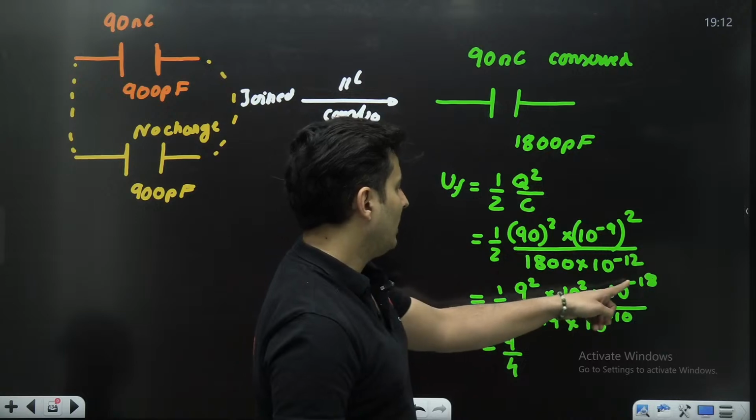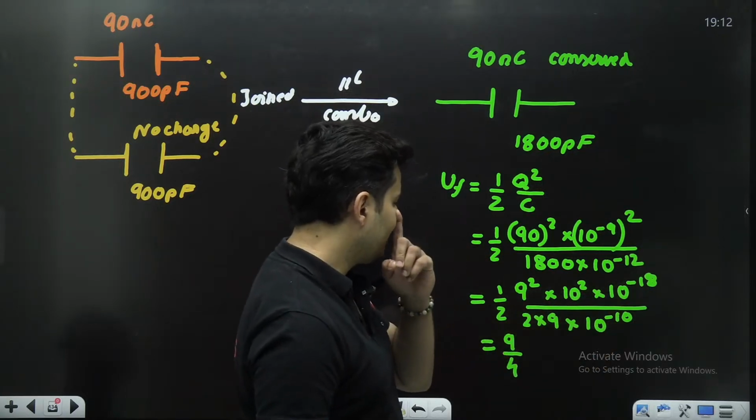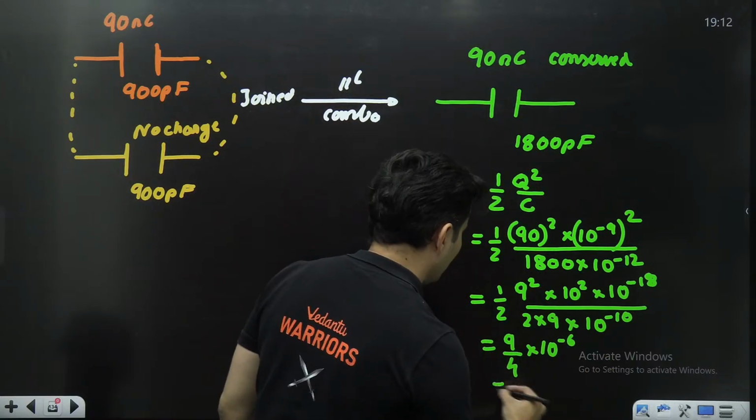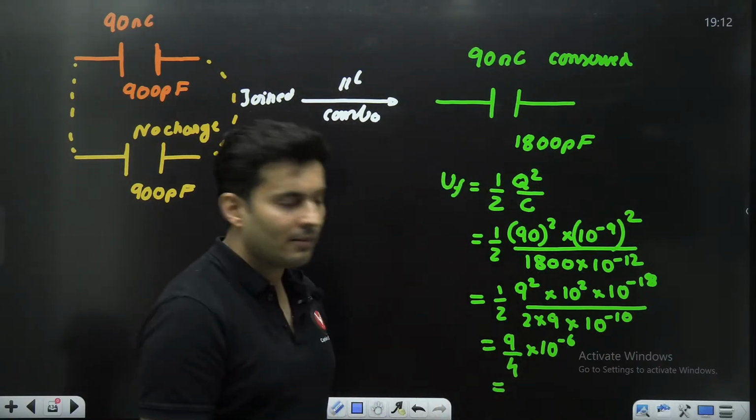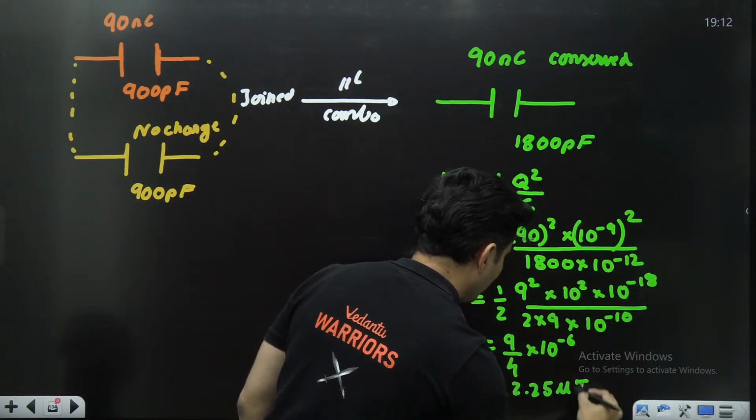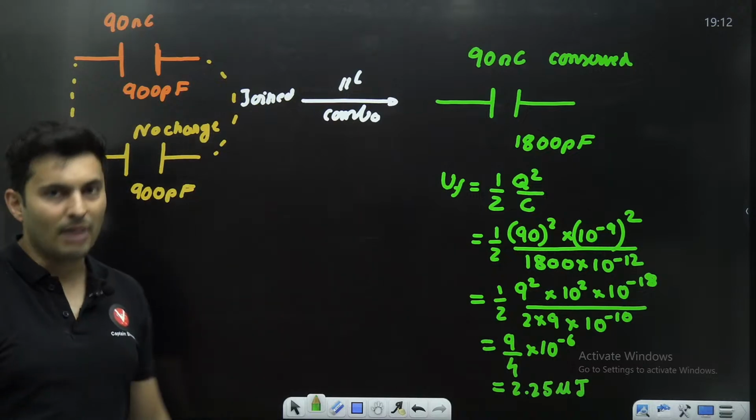This will make it 10 to the power minus 16. This will become 10 to the power minus 10. So it will become 10 to the power minus 6. That's it. 9 by 4, which is nothing but 2.25 microjoules. Is that right?